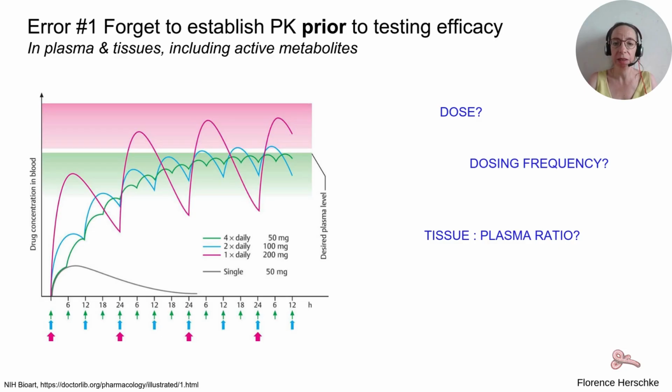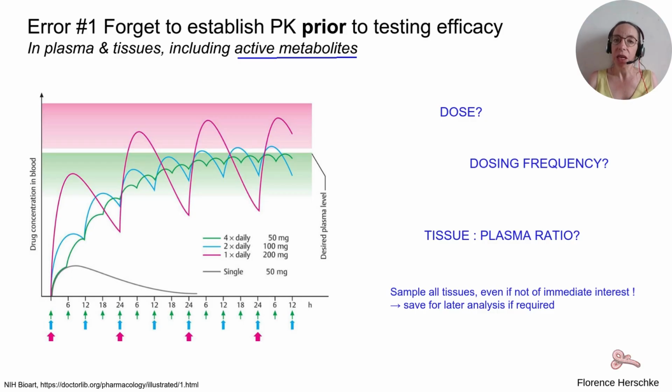It is also possible that beyond the parent drug, you also have active metabolites. If that is the case, it is also important that you know their PK behavior. An advice: when establishing the PK of a drug for the first time, do not sample only plasma, but also sample all tissues, even beyond the tissues you think are the target tissues. Even if they are not of immediate interest, you can save them for later analysis if required.